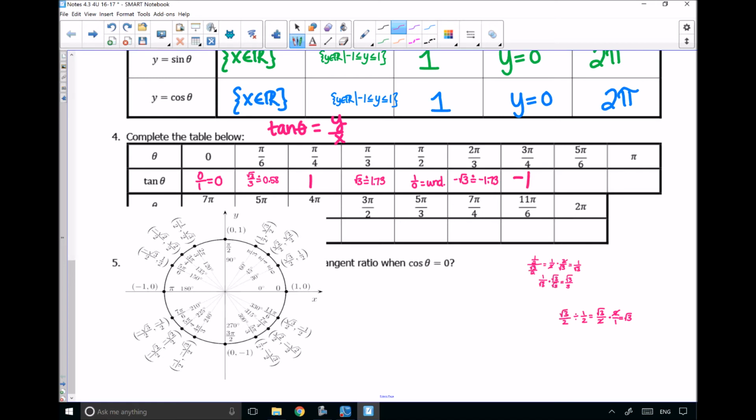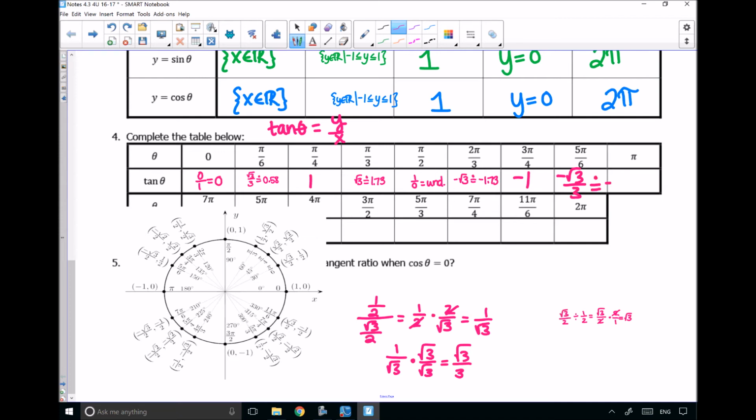Okay? And then for 5 pi over 6, it's going to look just like what we have here. I'm going to take 1/2, and I'm going to divide it by root 3 over 2, but this time we have a negative. So it's the same idea. We get root 3 over 3, but our answer here is going to be a negative root 3 over 3, which is approximately negative 0.58.